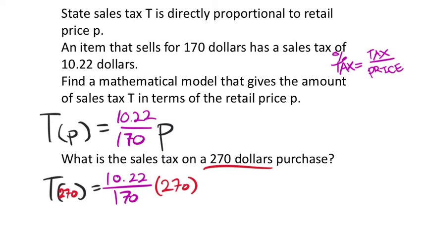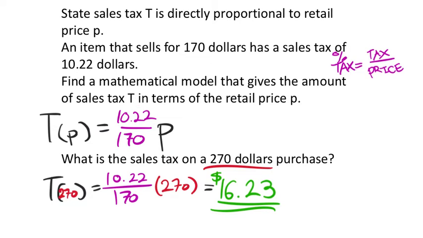Enter, and we get another ugly decimal. That's okay. I got 16.231. So I'm just going to round to the nearest hundredth because we're looking at the tax in dollars right here. 16.23. That's all we need on that one.